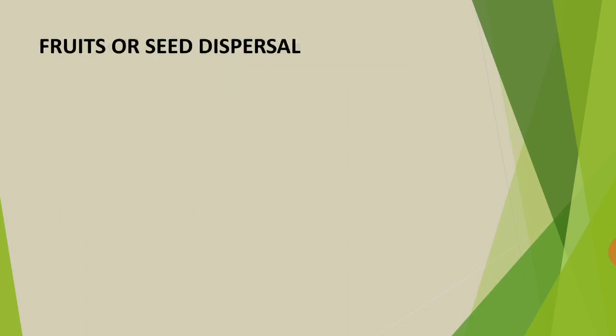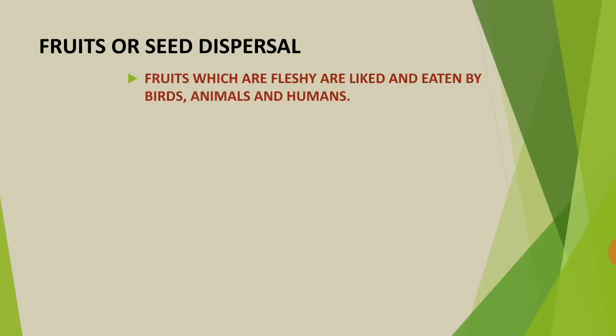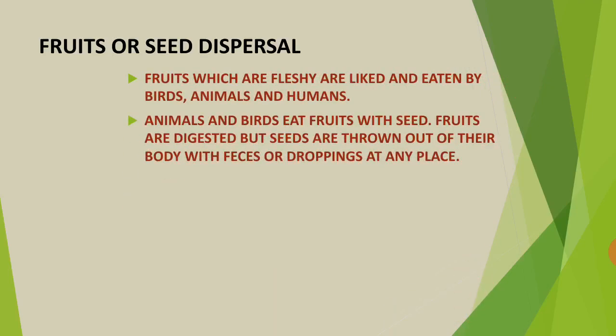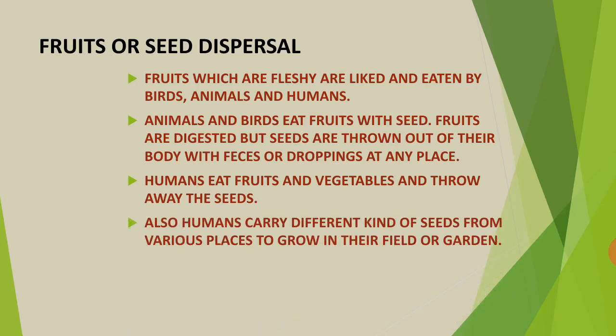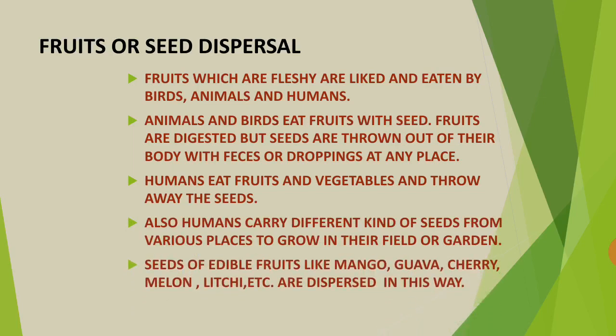Fruit or seed dispersal. Fruits which are fleshy are liked and eaten by birds, animals and humans. Animals and birds eat fruits with seeds. Fruits are digested, but seeds are thrown out of their body with feces or droppings at any other place. Humans eat fruits and vegetables and throw away the seeds. Also, humans carry different kinds of seeds from various places to grow in their field or garden. Seeds of edible fruits like mango, guava, cherry, melon, lychee, etc. are dispersed in this way.